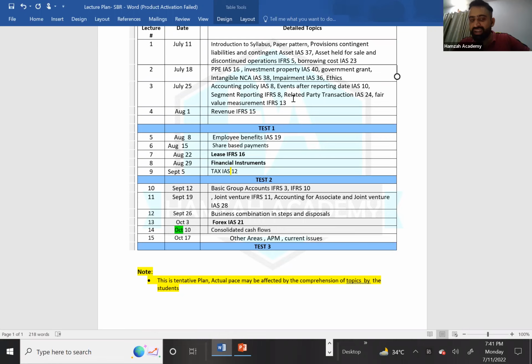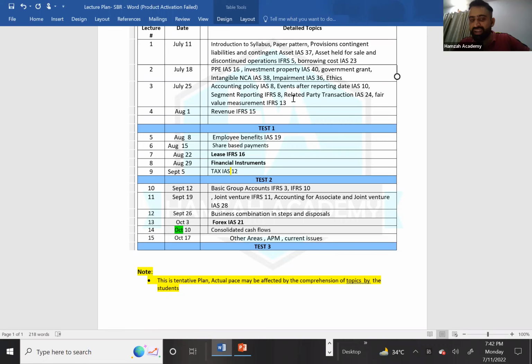Then we have the consolidated cash flow statement. We have studied cash flow statements at FR level, but here we are going to study the consolidated cash flow statement. These are a little bit different from those we studied at FR level, but the basics are the same. Then we have other areas, including some current issues, small and medium enterprises, and alternative performance measures, topics which are other than the accounting standards. We will be studying them at last.